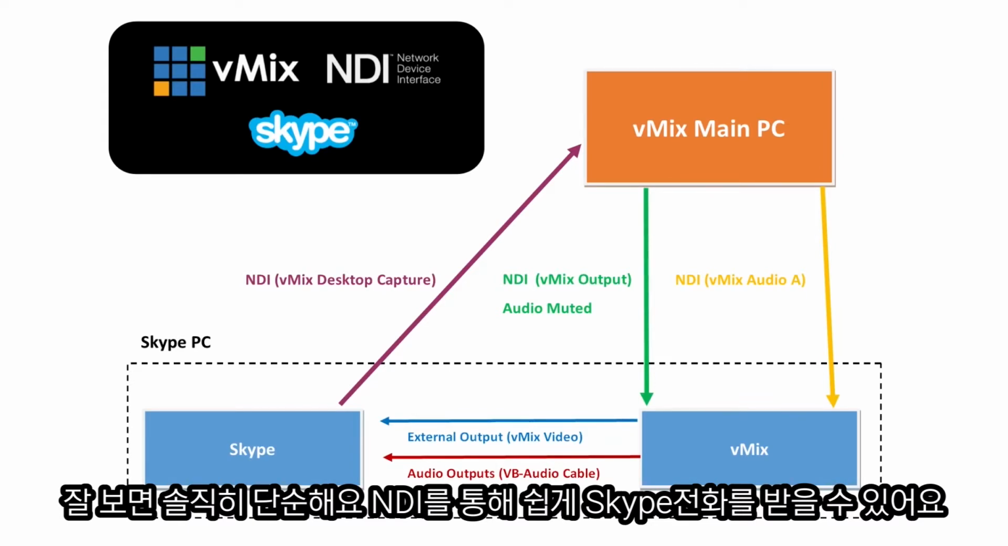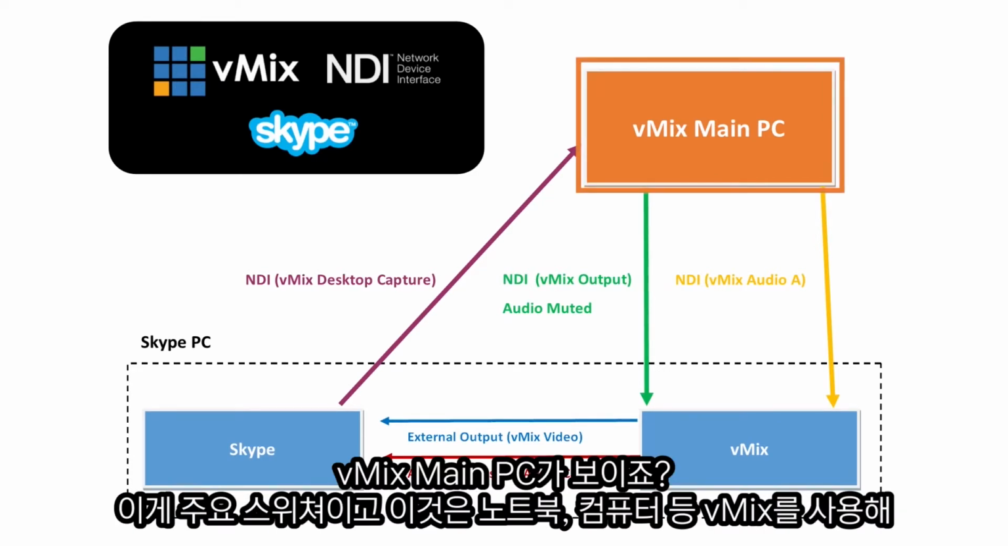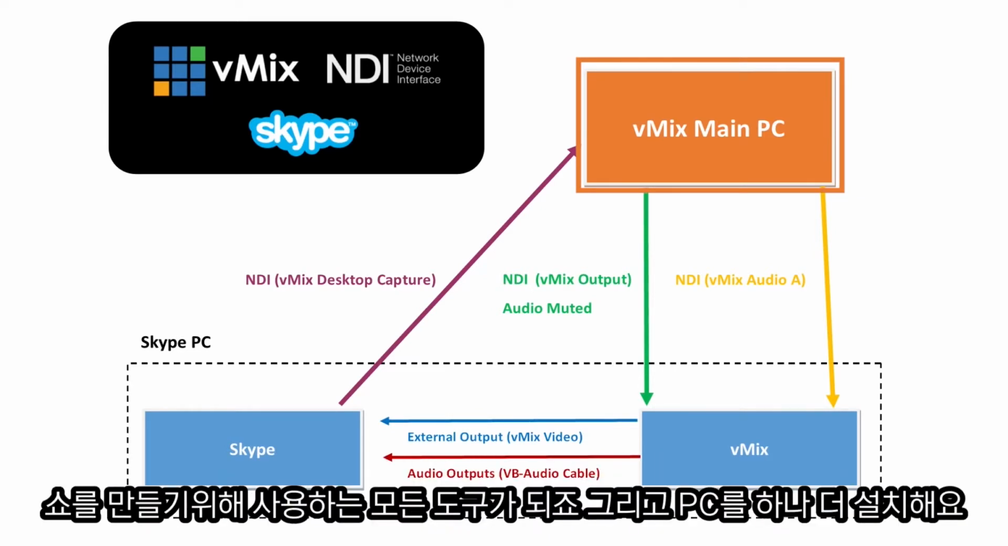Through NDI, there's now a whole easy way of bringing in Skype callers. So we have our vMix main PC. So that's our main switcher. That could be a vMix Go, that could be a laptop, that could be a PC, that could be whatever you're currently using to produce your show using vMix.